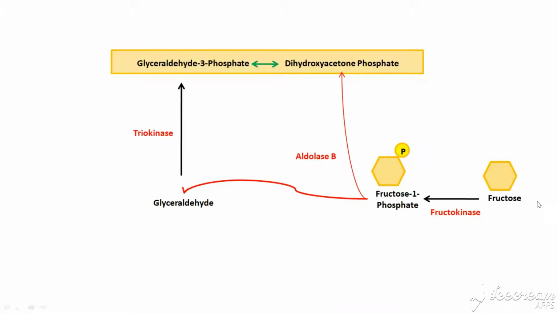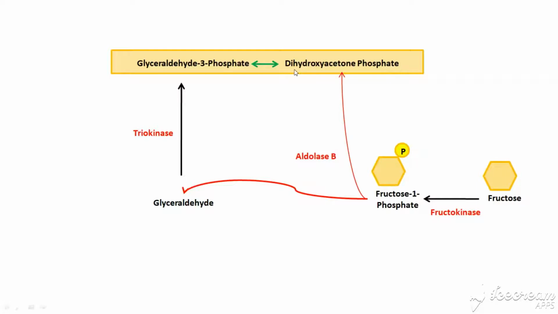Like we said before, fructose is going to be metabolized into either glyceraldehyde 3-phosphate or dihydroxyacetone phosphate, and these are intermediates in the glycolysis pathway. The first step in fructose metabolism is going to be the conversion of fructose into fructose 1-phosphate. We're just going to add a phosphate onto the fructose molecule, and this is going to be catalyzed by the enzyme fructokinase. The second step is going to be the conversion of fructose 1-phosphate into two molecules.